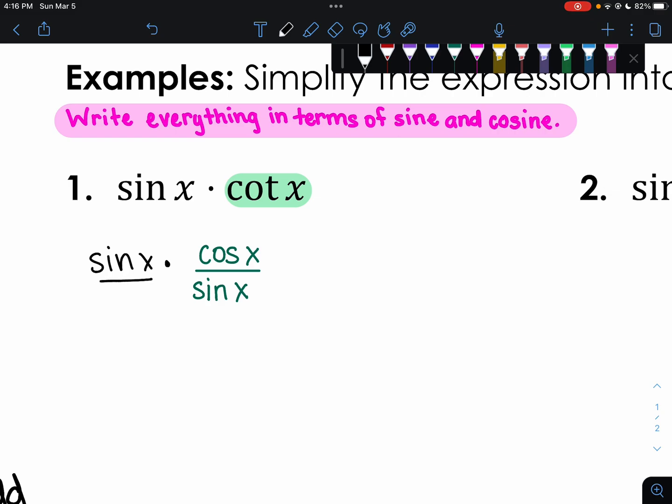Remember, sine x is technically sine x over 1. So I'm going to cancel out anything that matches on top and on bottom. So on top, I have a sine x. On bottom, I have a sine x. They cancel each other out. It leaves me with cosine x over 1, which is just cosine x. And that would be the final answer. That is what it is, fully simplified.